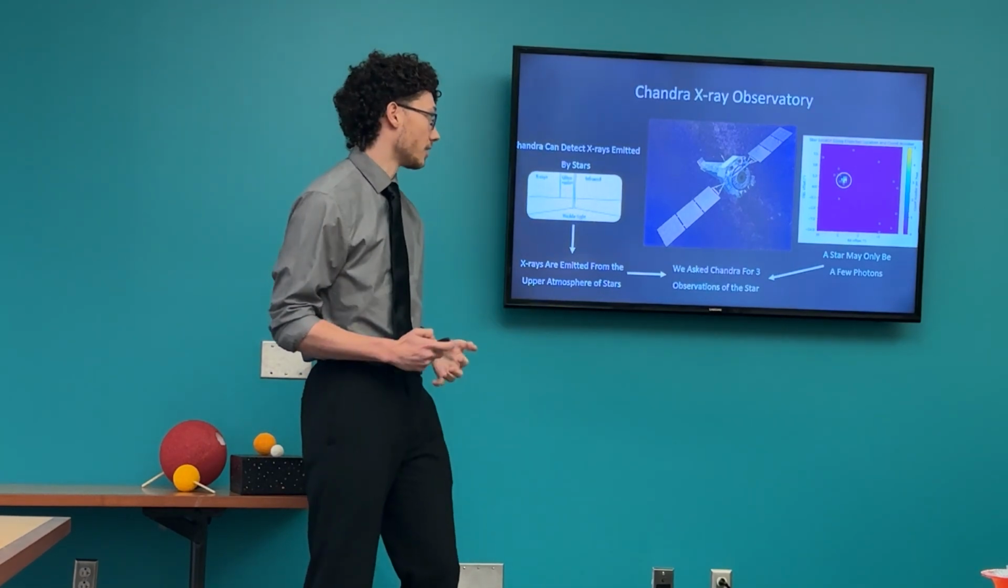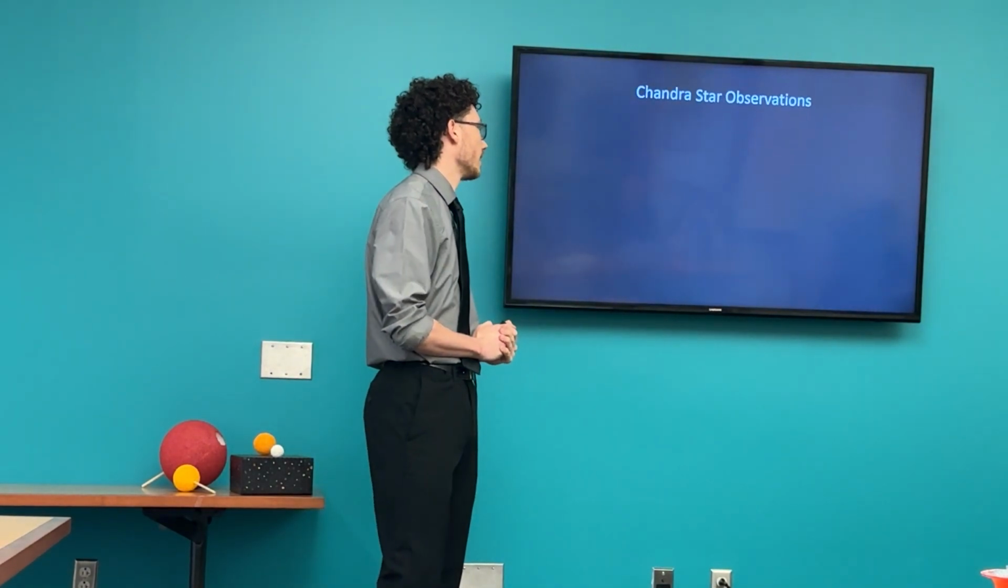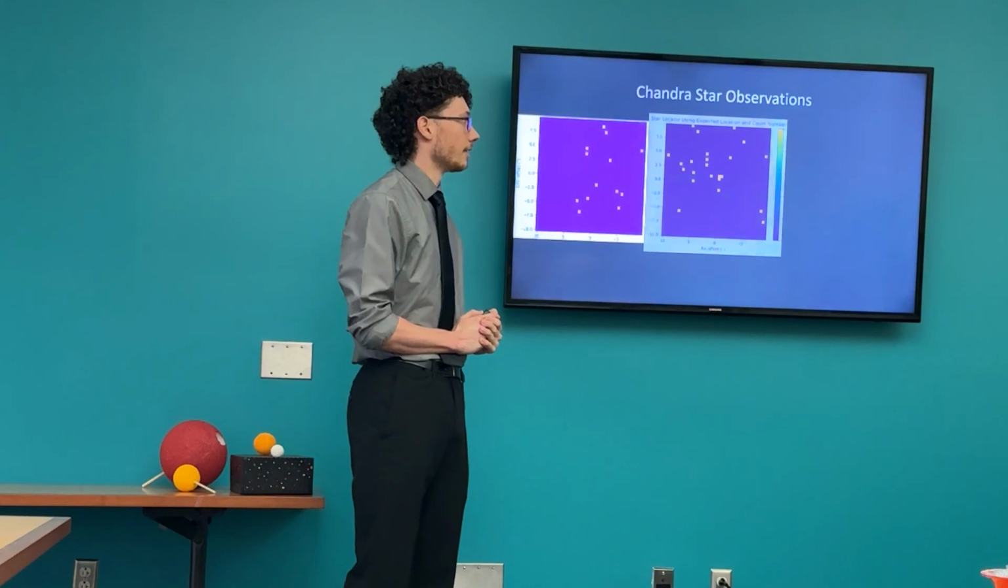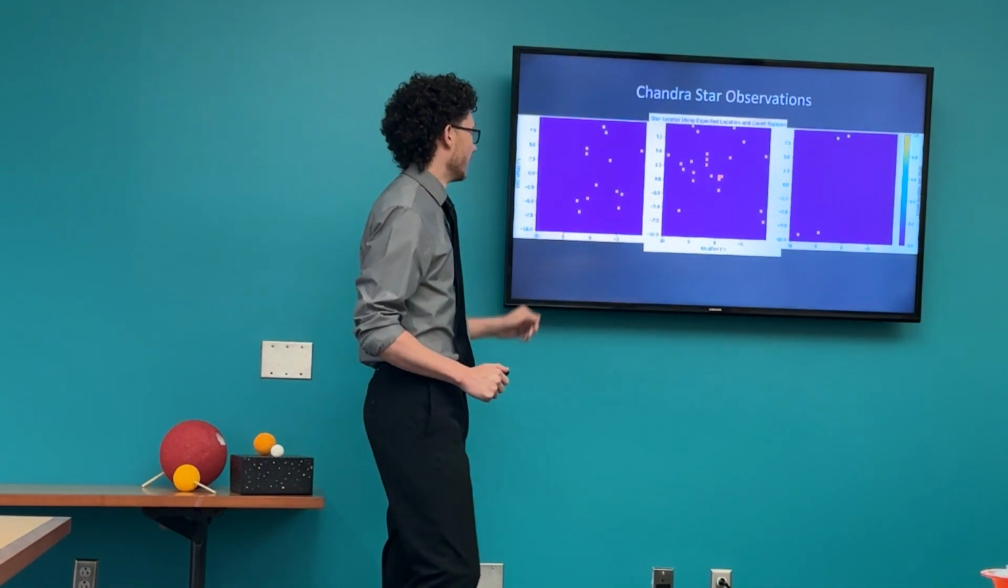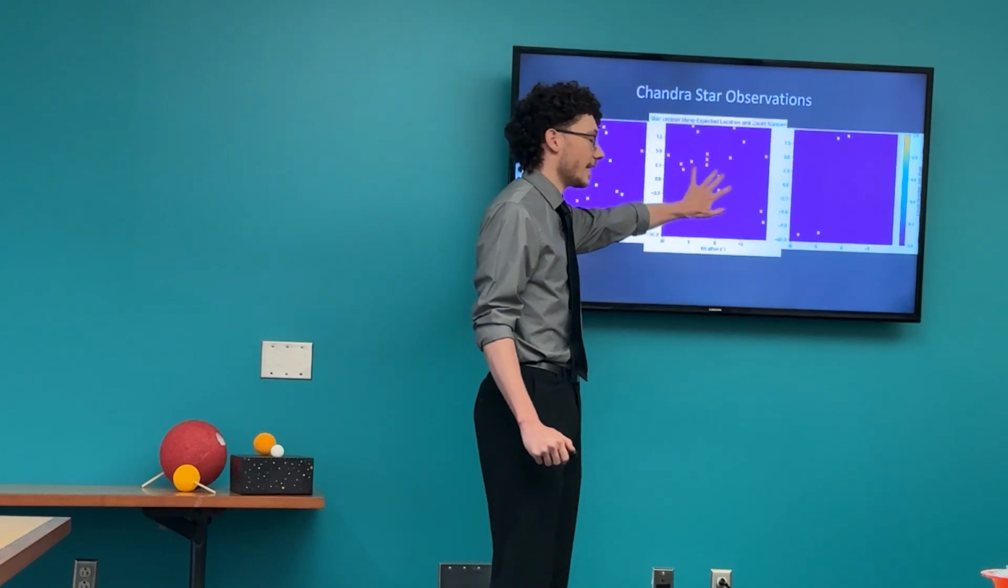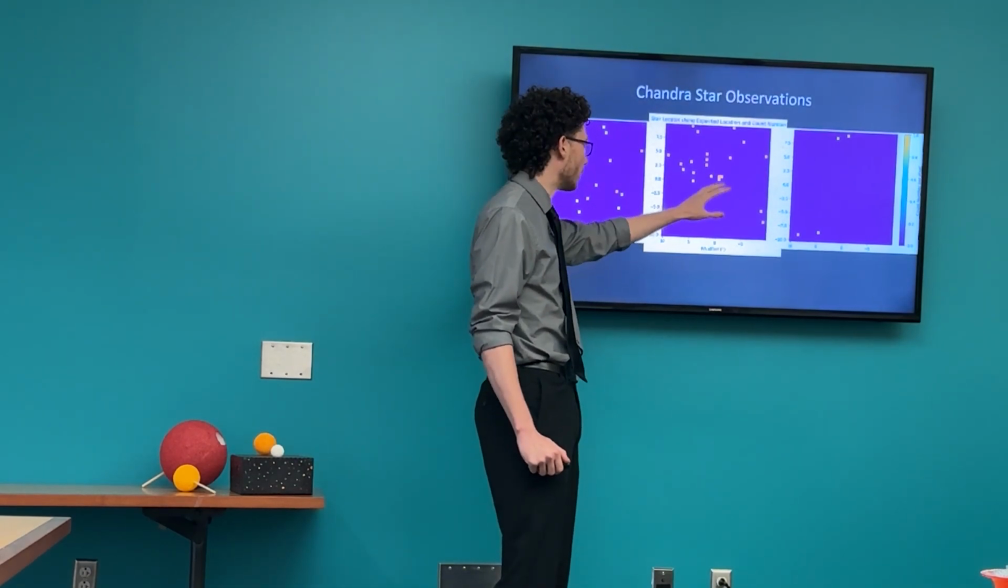And so Chandra gets back to us and it says, of course I can do that. Here you go, here's your data. And we got nothing. And so we didn't really detect a star. Maybe that's our star right there, but it's hard to tell because we don't see a lot.